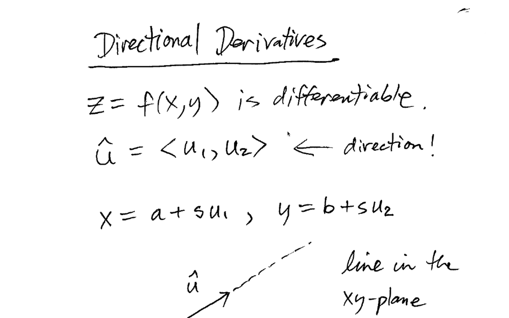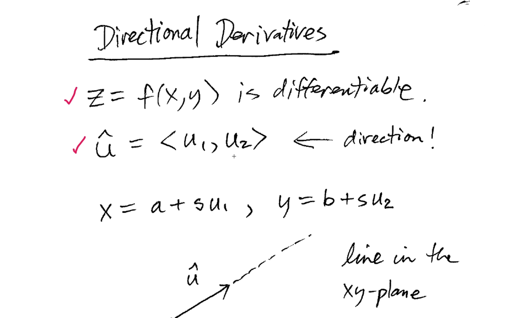Okay, I want to start talking about something called directional derivatives today. Let's suppose that z is a function of x and y, differentiable everywhere under discussion here. Okay, so that's differentiable. And suppose u hat here is a direction vector. Now the hat means that what? This is a unit vector.